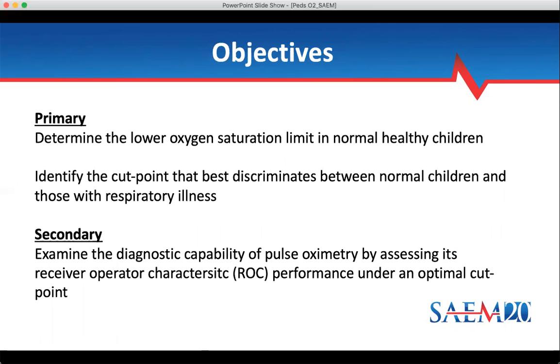Our primary objective was to determine what the lower oxygen saturation cutoff would be for a normal child, and then use that cutoff to discriminate between both normal children and children with respiratory illness. And our secondary analysis was to look at the receiver operator characteristic curve and its performance under the optimal cut points that we've determined.